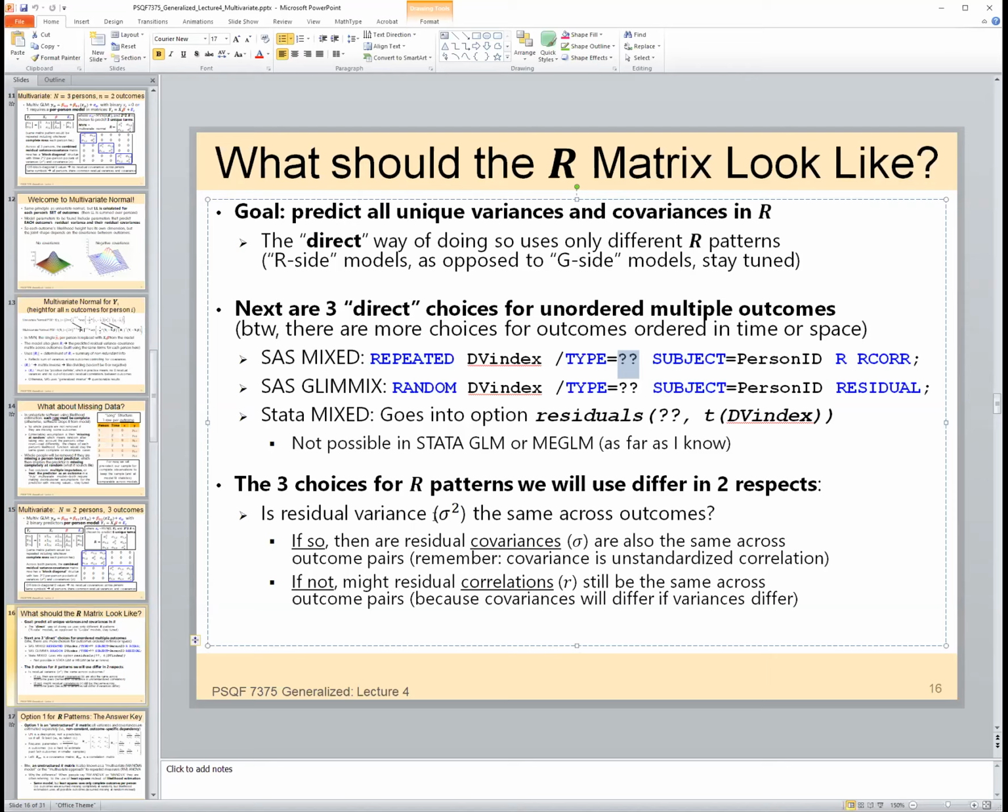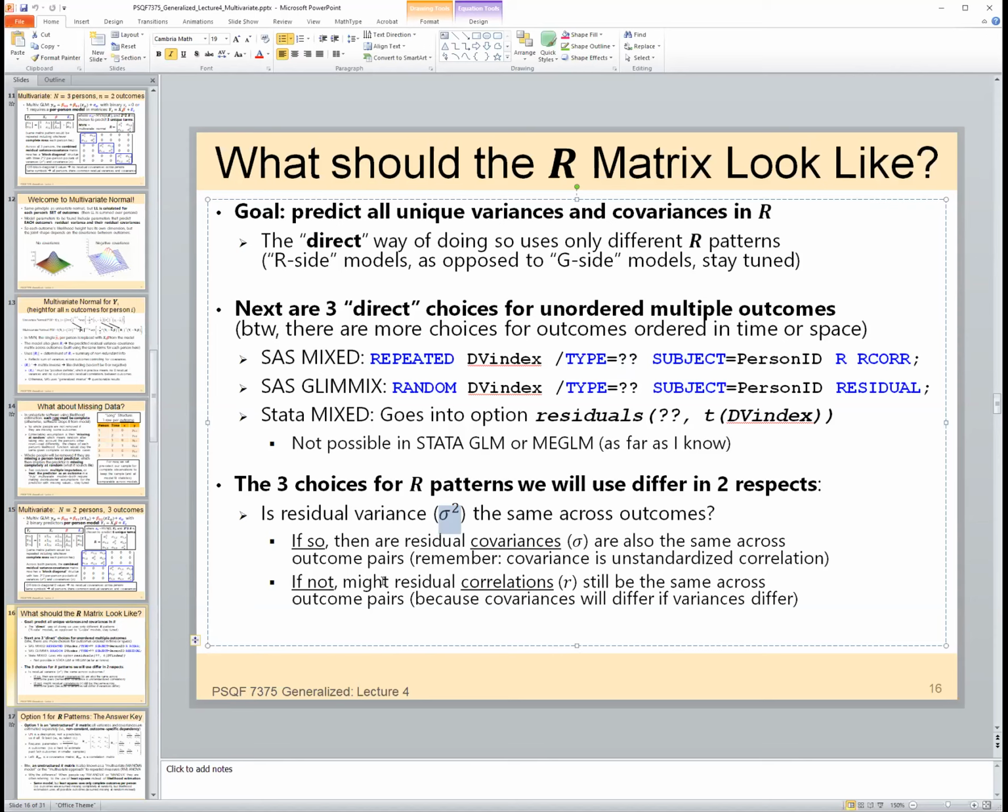They differ in whether or not you are saying that the residual variance should be the same across outcomes or not. If you decide that it should be, then the next question would be whether or not the covariances between outcomes are the same or not. And if the residual variances are not the same, then might the correlations still be the same?